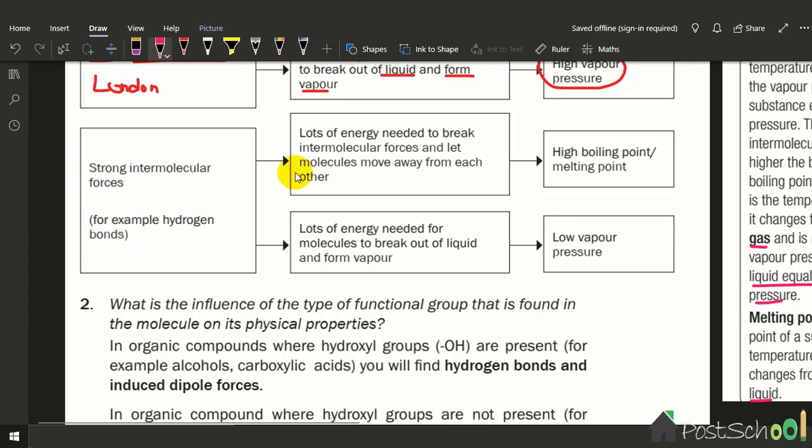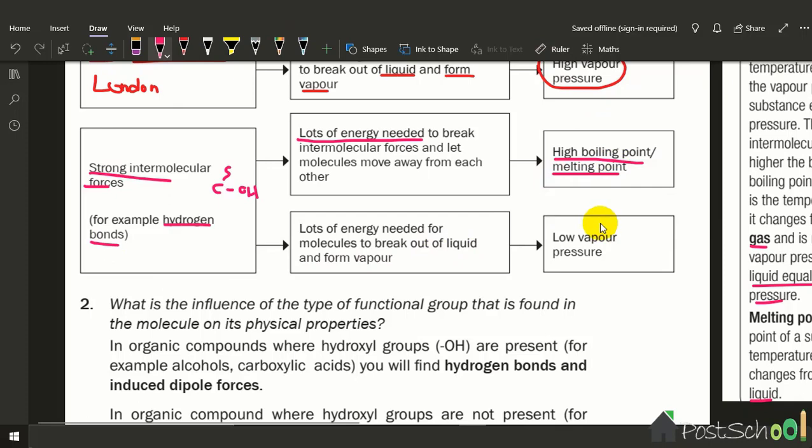Lapho kuzoba njani ke, lots of energy needed to break ama intermolecular forces and let molecules move away from each other. So la sekudingakala more energy, sekudingakala lots of energy since there are stronger molecular forces like lama bonds la between mhlawumbe OC carbon, lapho kube no OH, ngenxa la example yakhona is hydrogen bond, and then lapho kuzodingakala more energy to break the bonds, hence ke lapho kuzoba na high boiling point.